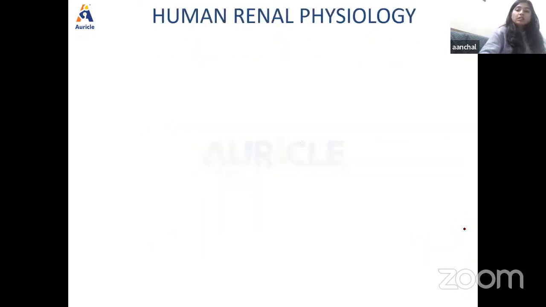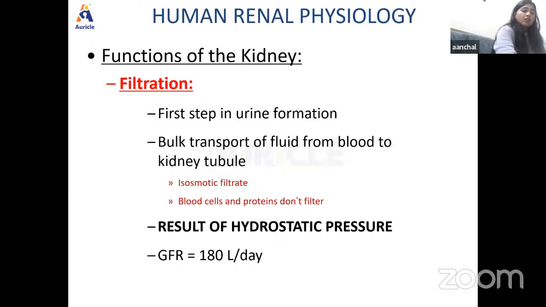Now we're going to discuss the types of nephron, which is again a very important question. So we're going to learn the difference between the cortical nephron and the juxtamedullary nephron.